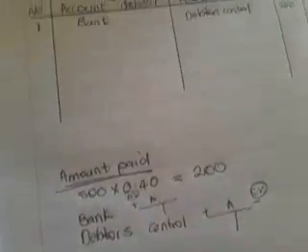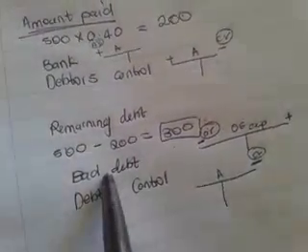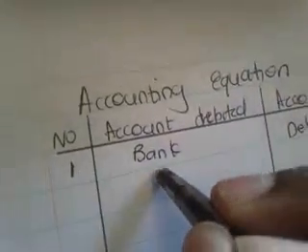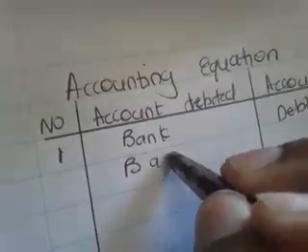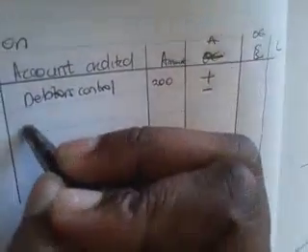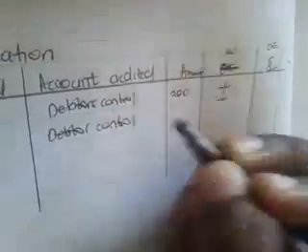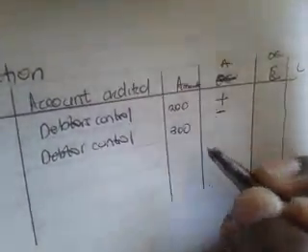And then you go back to your accounting equation and ask, which account am I debiting? It is my bad debt, because it is an expense, and expenses increase on the debit side. And then which account am I crediting? It is my debtors control. For how much? For 300 rand to make it 500.